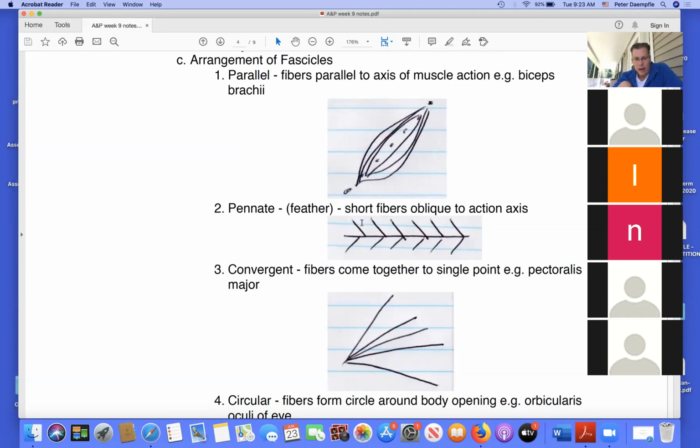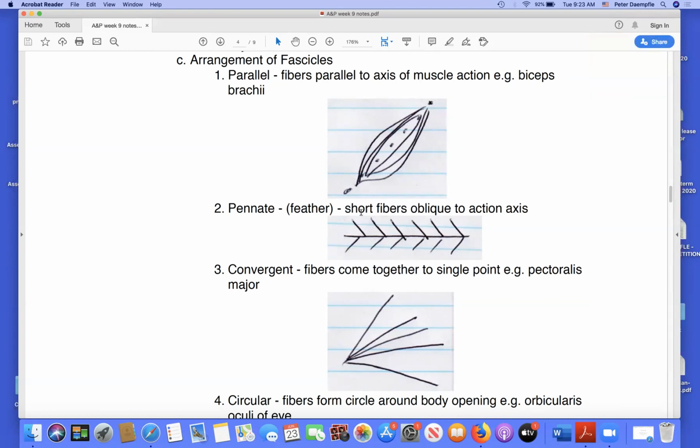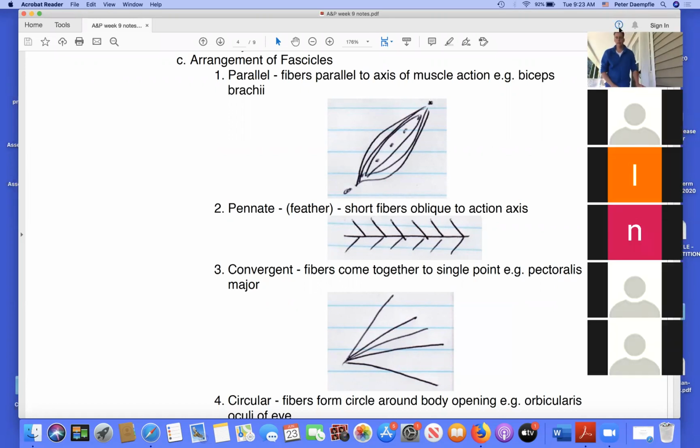Pennate means like a feather. The arrangement of the fibers all come together at one line in the middle. That's a pennate organization, and your rectus femoris, in other words, your muscle that is in your upper leg, has a pennate arrangement like a feather, and it can go either direction.